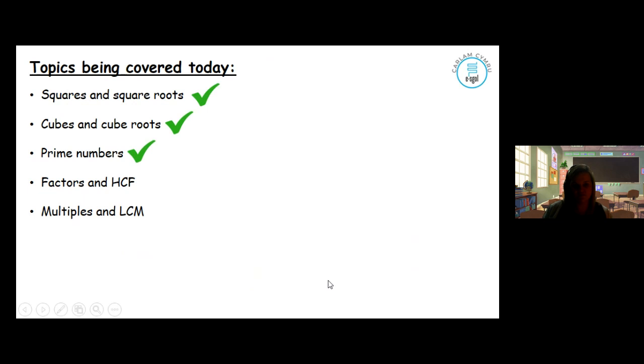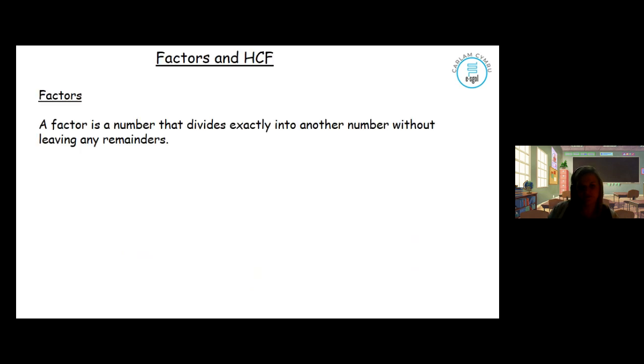Lovely. Okay, so moving on now, we've completed the first 3. We're going to have a look next at factors and highest common factor. So factors I've already spoken about. We've got a number that divides exactly into another number without leaving any remainder. The example I showed a couple of slides ago was the factors of 20, and all these numbers here are numbers that go into 20 exactly without leaving any remainders.